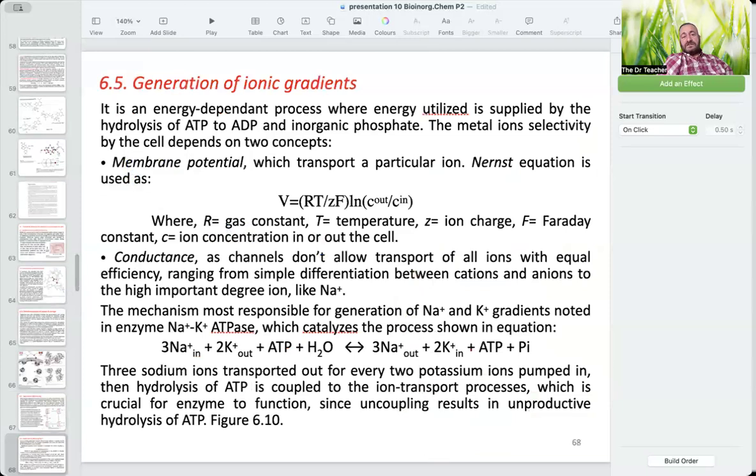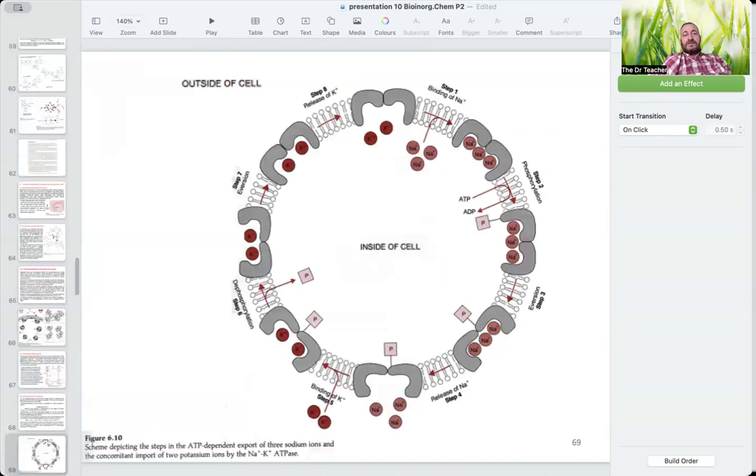Generation of ionic gradients. This as well I talked about. If there is sodium intake, potassium outtake with ATP and water, sodium will be out, potassium will be in, ATP and Pi. And outside of the cell, what will happen? Scheme depicting the steps in the ATP-dependent export of 3 sodium ions and the concentrated import of 2 potassium ions by the sodium-potassium ATPase enzyme.